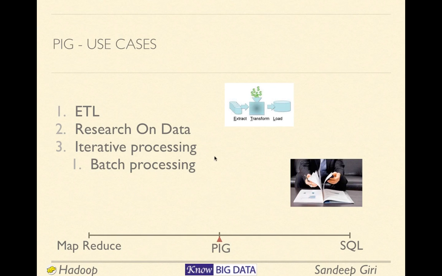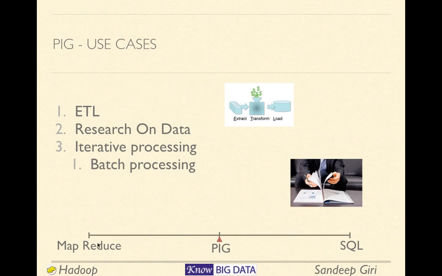Then iterative batch processing. If you have a job which runs every day at a particular time, you can use Pig Latin for that kind of job also. So at one extreme lies MapReduce, and at the other extreme lies SQL.